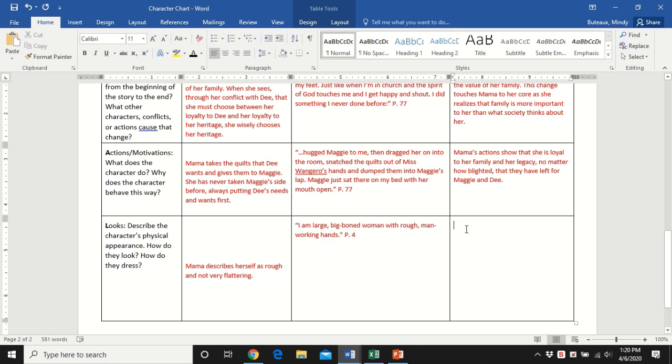All right, and then Mama's appearance. The reason why this is important is you've got to remember that Mama grew up working hard, and the reason why she's a large, big-boned woman with rough man-working hands is because she had to work. So Mama's appearance, I'm going to write this as I talk to you, shows a woman who has worked hard and struggled a lot.